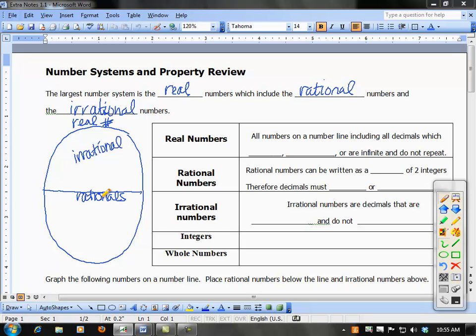Now let's talk about what these three terms mean. Real numbers are everything on a number line. They include decimals that have an ending point, like 0.5, where there's an actual end to your decimal, or decimals that repeat, such as 0.3 repeating. Now we know that's 1/3, but that's the general idea. Or decimals that are infinite and do not repeat, things like the square root of 2, which is a decimal that keeps going on and on and on.